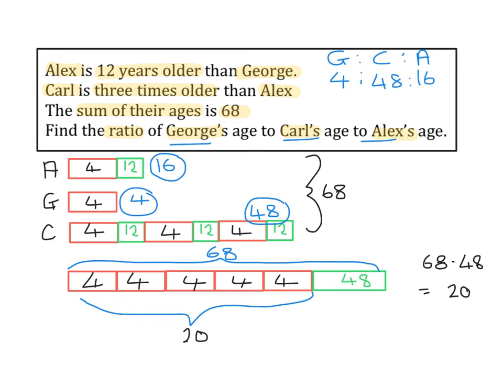I also need to make sure it's in its simplest form, so I look, is there a number that can go into all of these? Well, there is, and that number is 4. So I need to divide everything by 4. So 4 divided by 4 is 1. 48 divided by 4 is going to be 12. And 16 divided by 4 is 4. 1 to 12 to 4. That's the ratio of George to Carl to Alex's age.